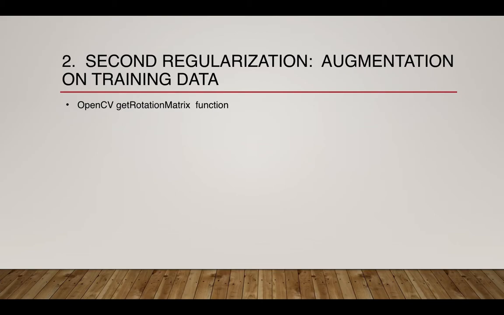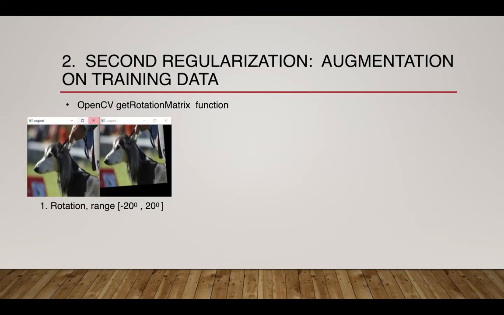The second regularization technique I have tried is data augmentation. I have spent a huge amount of time on this. Data augmentation is one of the most common regularization techniques for image classification. The goal is to increase the size of the training data set as much as possible. For this project, I've done 3 kinds of augmentation on the training data. The augmentations were implemented using the OpenCV getRotationMatrix function.